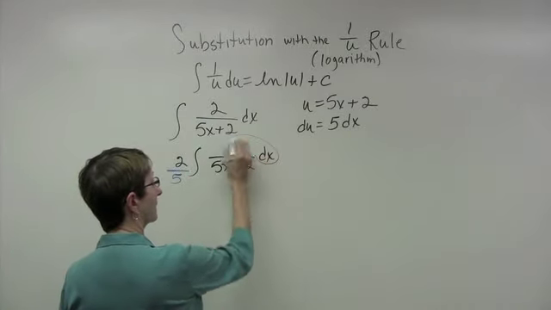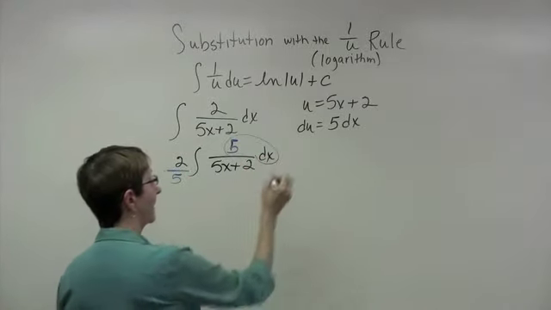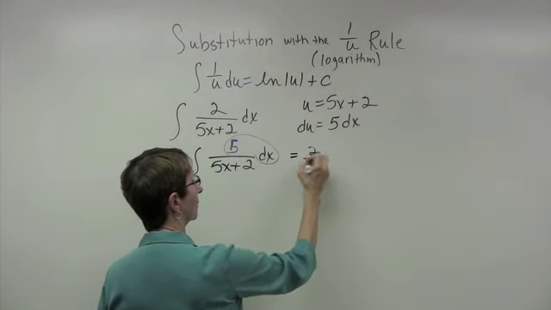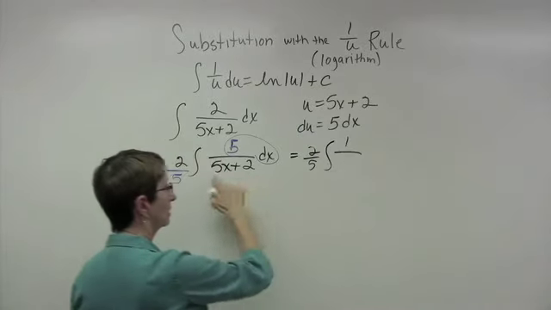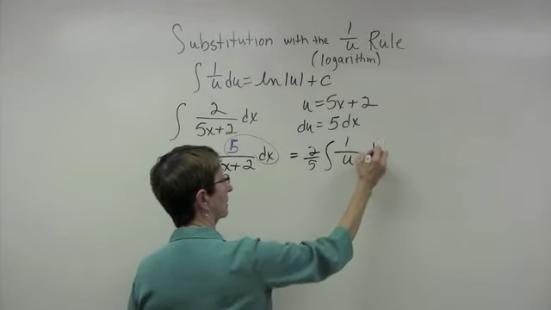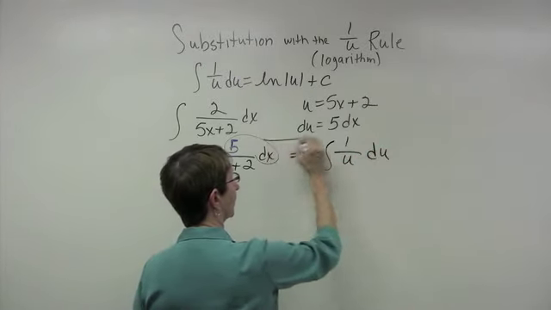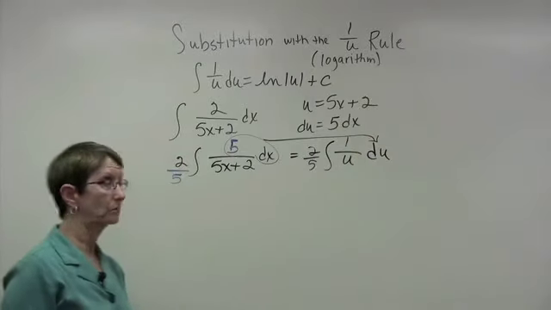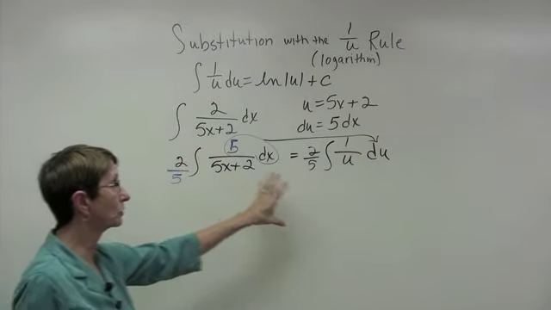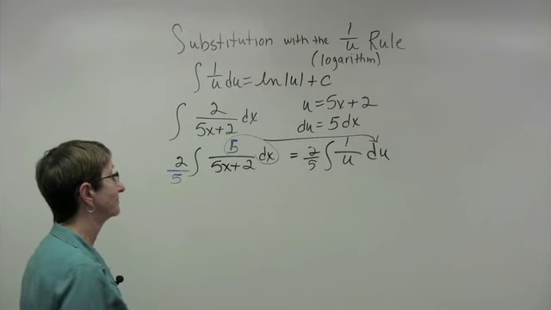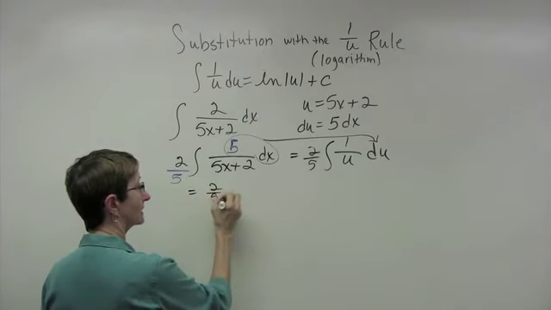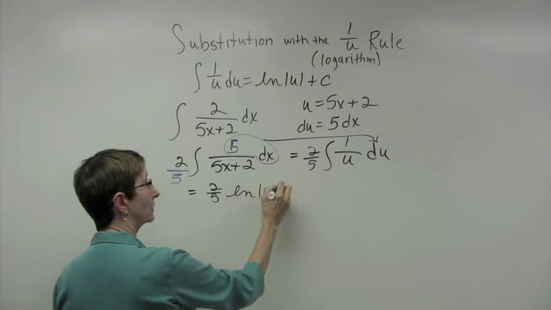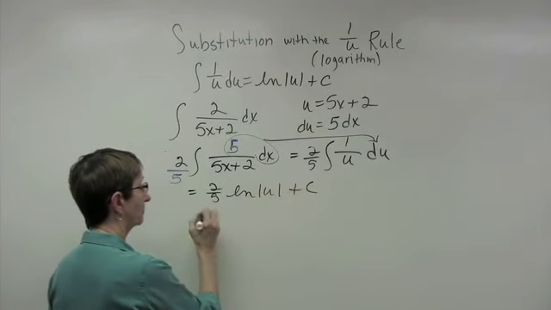All of this piece right here will be the du. And I can write 2/5 times the integral of 1 over u, and then all of that comes over there to be du. So I do have the rule, 1 over u du, that equals 2/5 times natural log, absolute value of u, plus c.